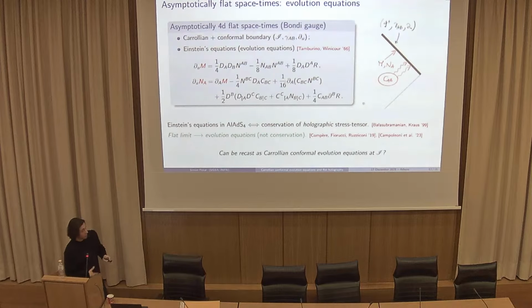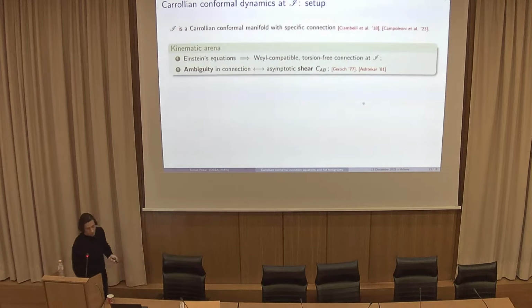So the natural question that we are going to ask is, okay, these equations are not conservation equations, but at least can I recast them as Carrollian conformal evolution equations, that's CRI, which is going to be the similar statement for flat space holography. A few remarks to that end.